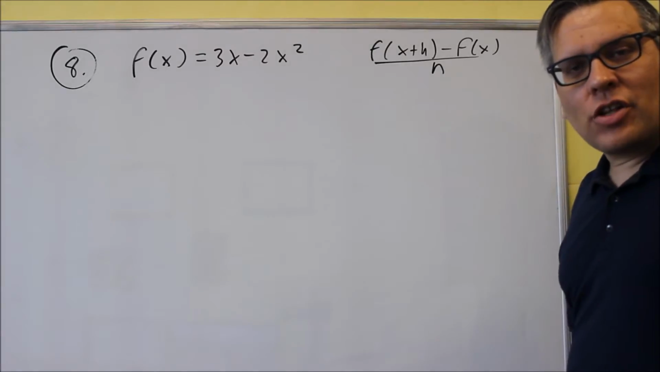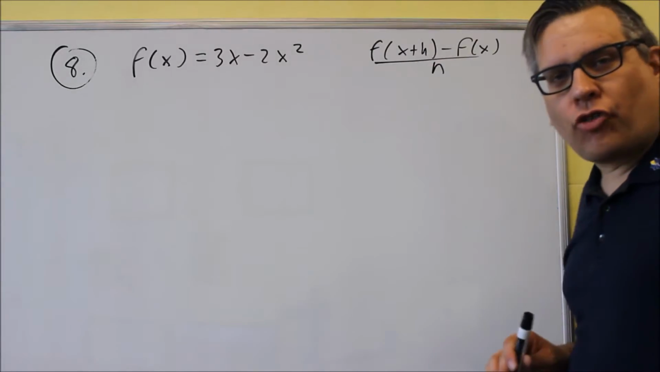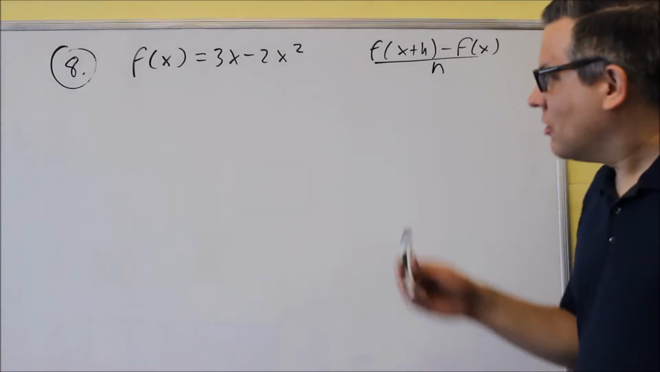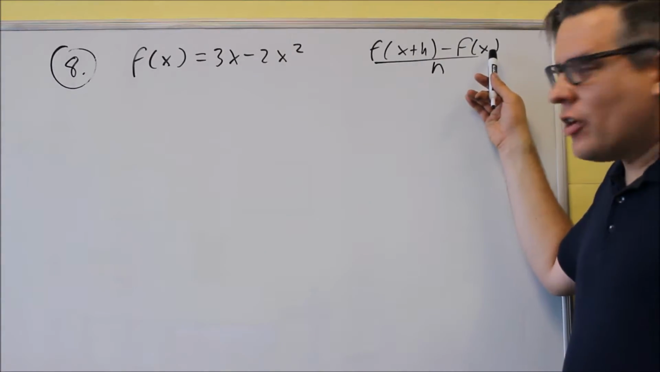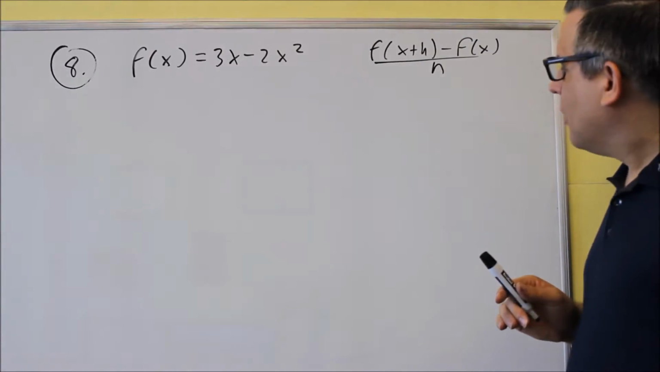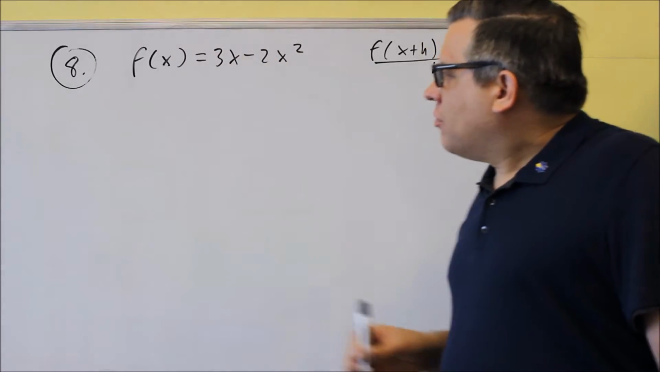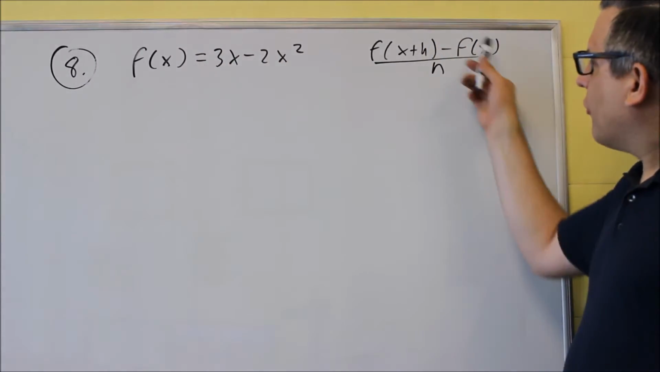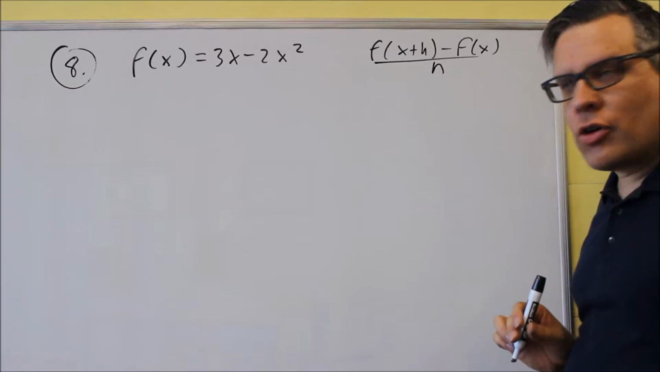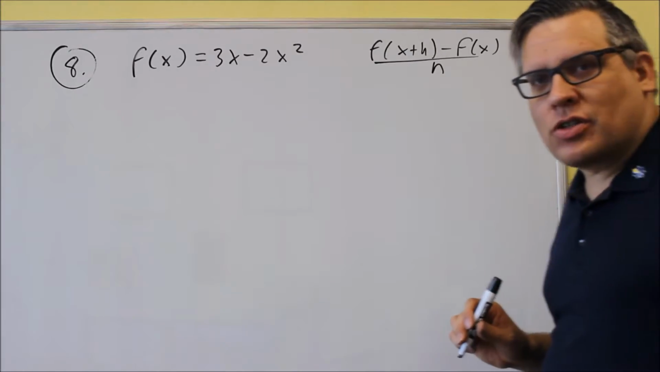Number 8, you have to find the difference quotient. The difference quotient formula will be provided for you on the test. F of x plus h minus f of x all over h on the bottom. And here is the f of x that they give us. So we do have one part of the formula that's been provided for us, but we still have to find f of x plus h.